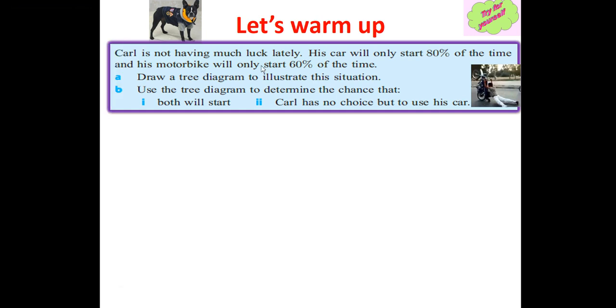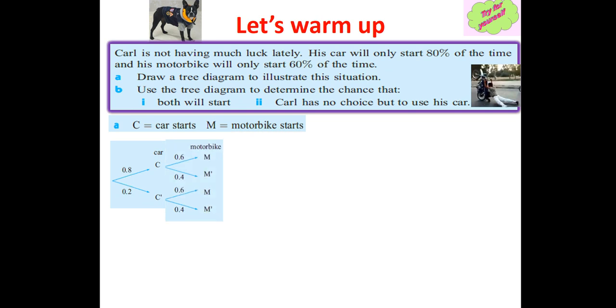So Carl is not having much luck lately. His car will only start 80% of the time, and his motorbike will only start 60% of the time. So draw a tree diagram to illustrate this situation. We could say on the tree diagram, C for car starts, for example, or M for motorbike starts. C is car starts, C dash could be car doesn't start. So it's an 80% chance it starts, 20% chance it doesn't start, therefore.